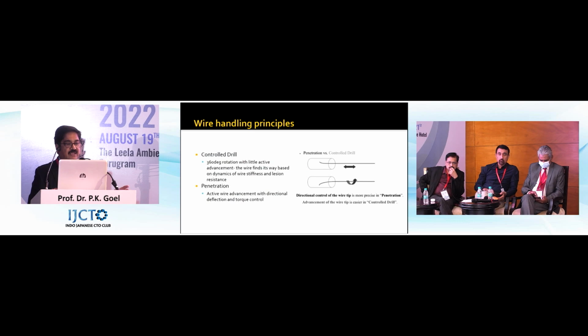have created. Largely, wire handling is done by 2 basic principles today. One is a controlled drill where you rotate the wire, and largely depending on the CTO lesion, the wire goes down. So it moves on its own depending on the resistance physiology between the wire load and the CTO. Second is the active penetration, which you will do with directional penetration, rotation and directional penetration, which is through the Gaia type of wires.